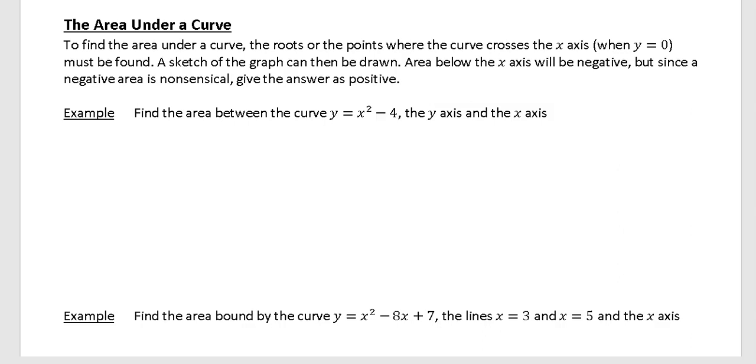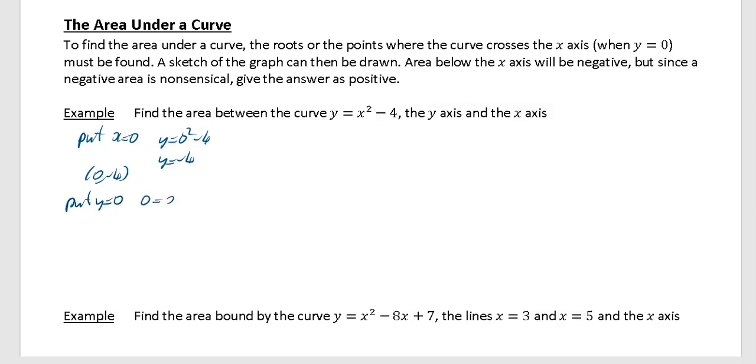To find out where it crosses the x and the y-axis, we're going to put x equal to 0 and see what your y values are, and put y equal to 0 and see what your x values are. So put x equal to 0, and then y is equal to 0 squared minus 4. So y is equal to minus 4. That gives you a point, (0, -4). And we're also going to put y equal to 0.